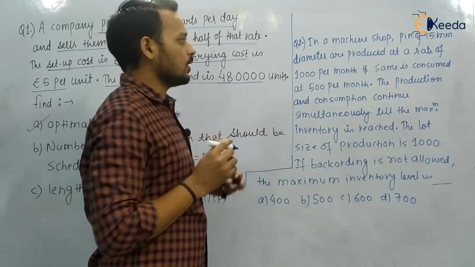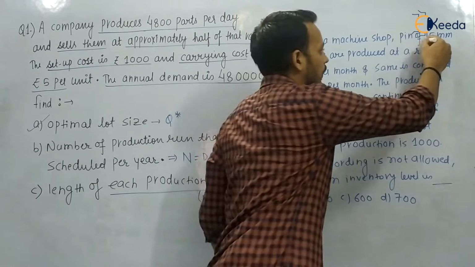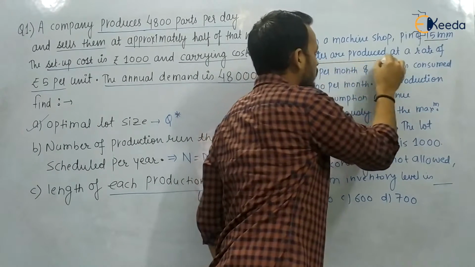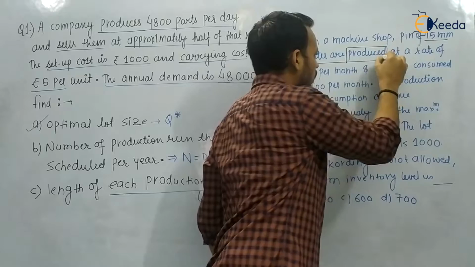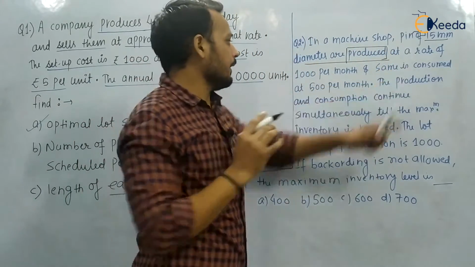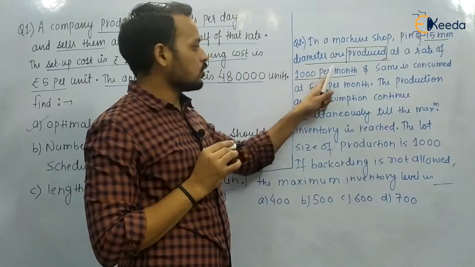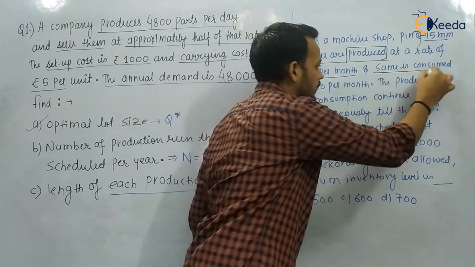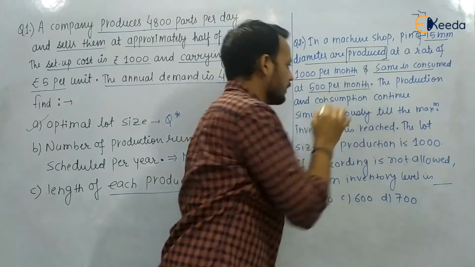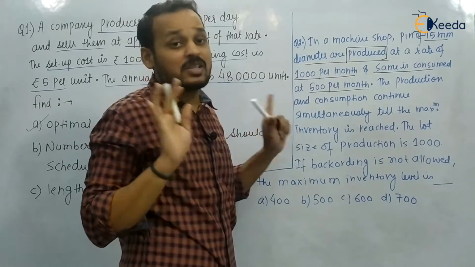Now our second question, we will read it. It says that in a machine shop, pins of 15 mm diameter are produced. Again the word produce is there, so the question is from the production consumption model. They are produced at a rate of 1000 per month, so P is given, and the same is consumed at 500 per month, so the demand is also given. The units are the same, as they must be.